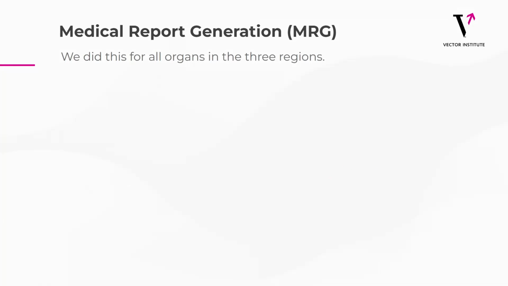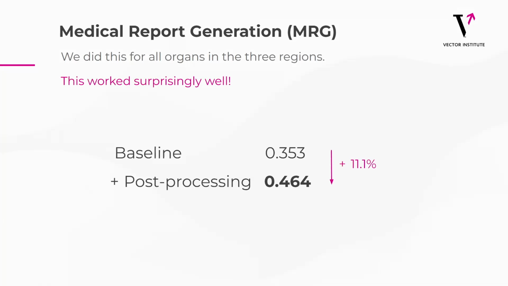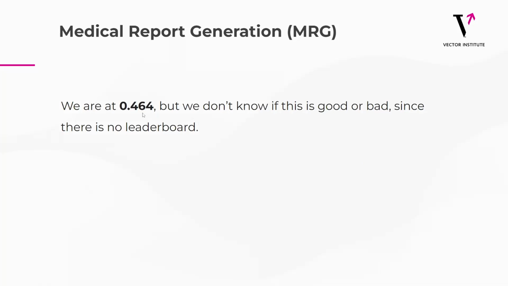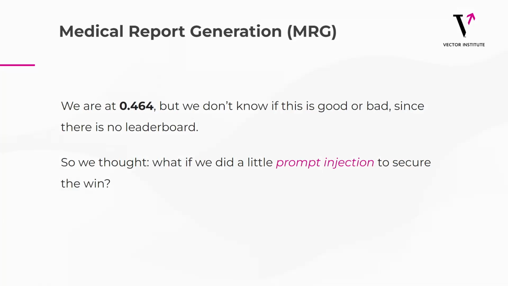We did this for all 3 regions, and this actually worked surprisingly well. We took our GREEN score from the previous baseline to 46.4, so we got 46% correct. That's an 11% improvement, which was very good. But now we're at 46, and we don't know if this is good or bad because there's no leaderboard. So we decided to do a little prompt injection to try to win the competition.